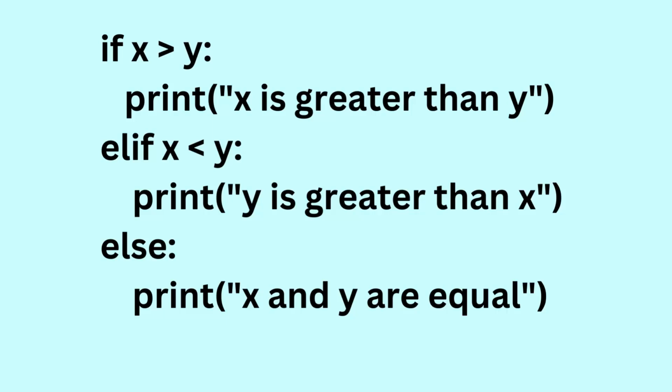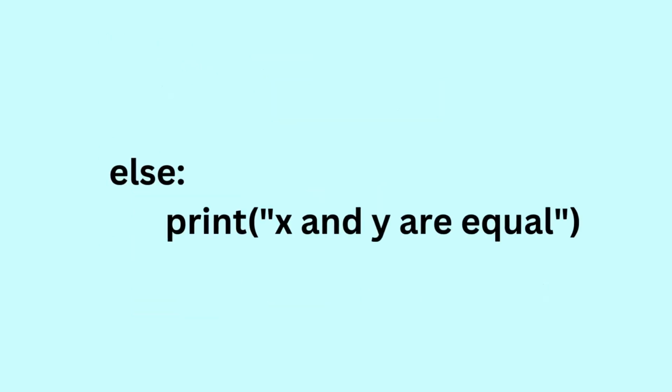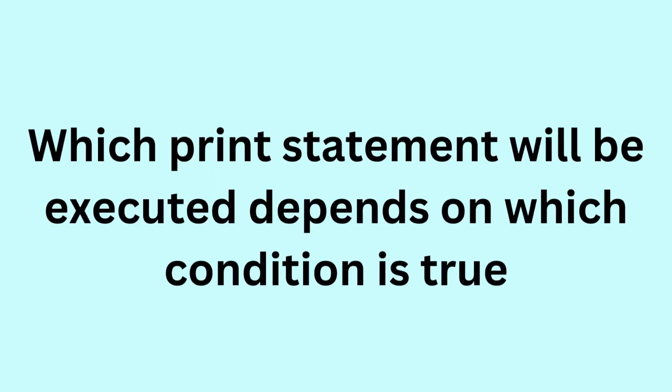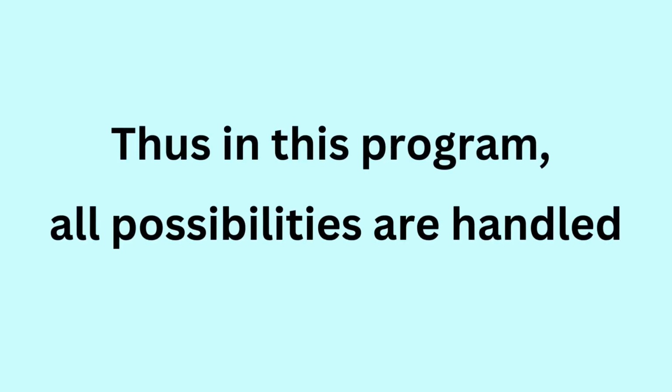If neither the if nor the elif conditions are true, which means x is neither greater than nor less than y, then the else part is executed. This part prints "x and y are equal" because the only remaining possibility is that both variables hold the same value. Print statements. Depending on which condition is met, a corresponding print statement is executed, which outputs the result of the comparison to the console. This simple structure ensures that all possibilities, x greater, y greater, or both equal, are considered and appropriately handled.